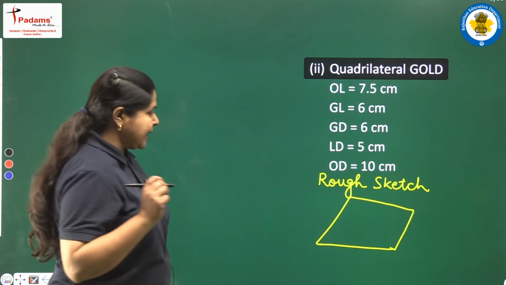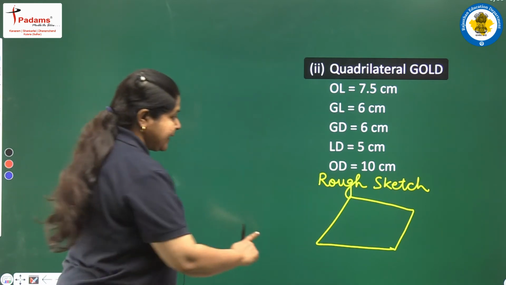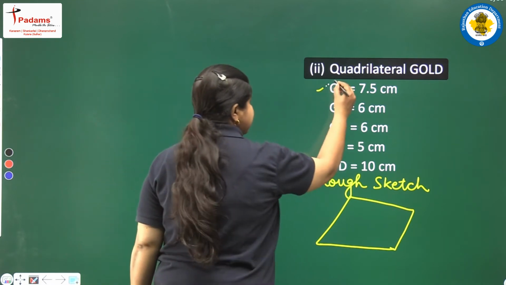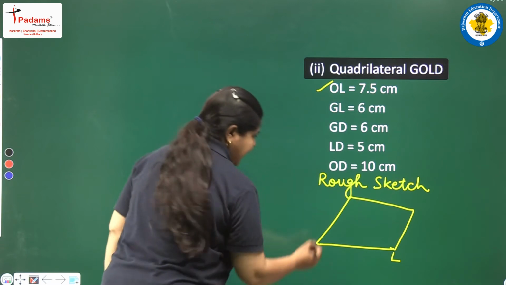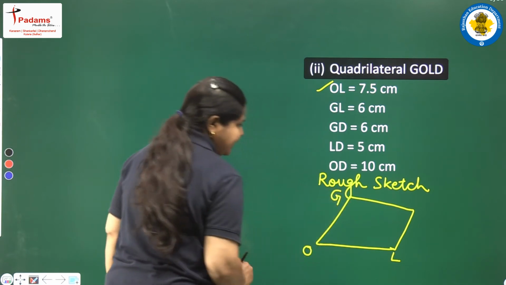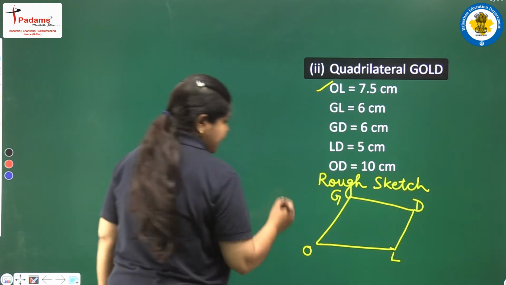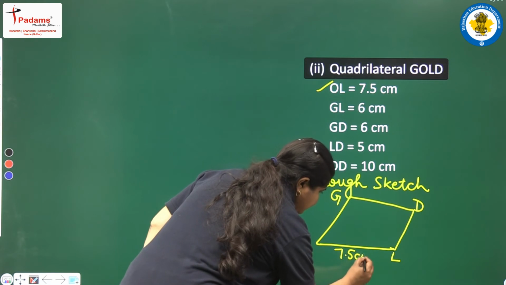Let me draw in this way. Now while writing the name again we need to take care that we write that side at the bottom which is known to us. So this OL is known to me. I will take OL at the bottom and then accordingly this point will be G, GOL, D. Write the measurements. OL is 7.5 centimeter.